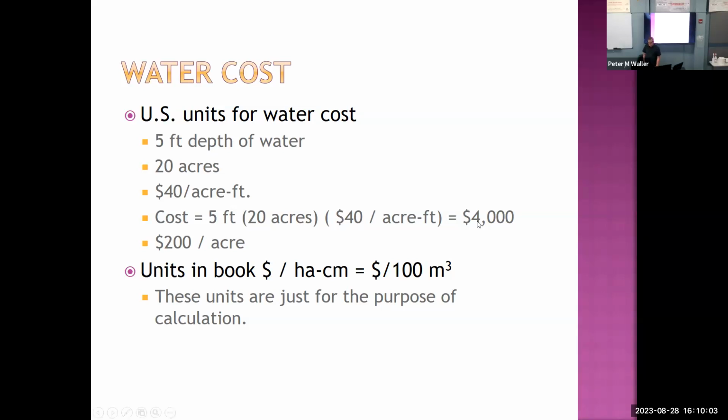And so, for example, let's say that a farmer uses 5-foot depth of water. What that means is during the entire season, he would pond 5 feet, which would infiltrate into the soil. It might happen 10 times in increments of 6 inches, but the total depth of water he's going to put on the field, or she, is 5 feet. So let's say you applied 5-foot depth of water to 20 acres and you were charged $40 an acre foot from the irrigation district. The cost would be $4,000 or $200 an acre.